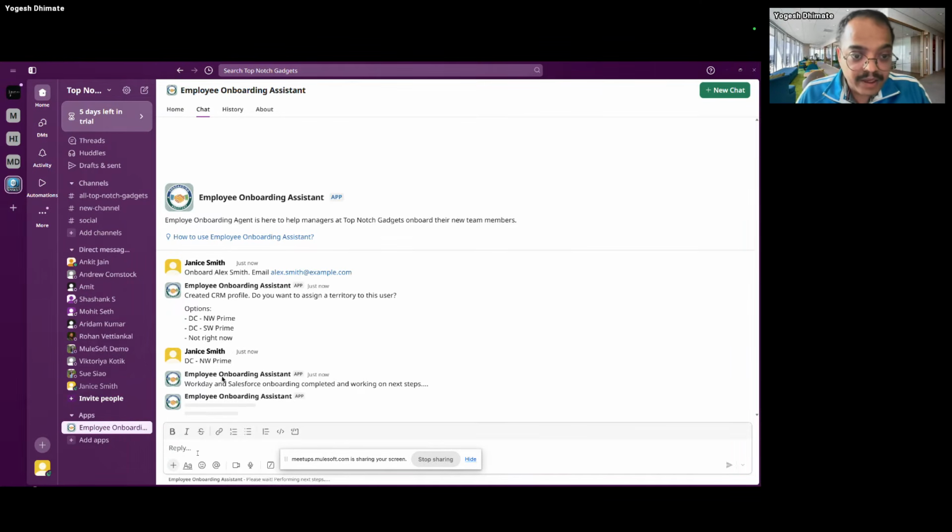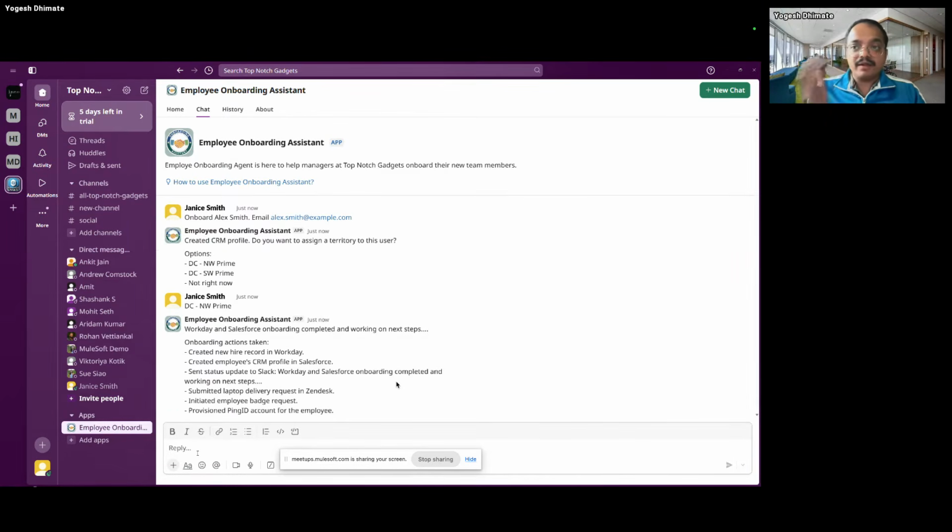So the agent has completed Workday and Salesforce onboarding and is working on the next steps. And as it progresses through the remainder of the steps, it completes all the tasks that are required, including provisioning the CRM profile, submitting a laptop delivery request in Zendesk, initiating a badge request, as well as additional administrative tasks such as a Ping ID account for the employee, etc.